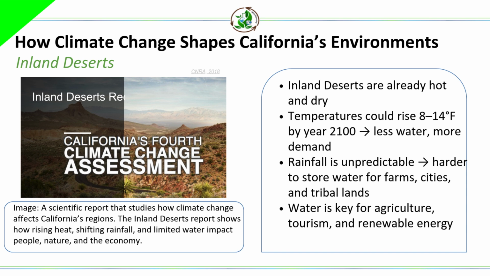This image shows a regional report on the inland deserts. Scientists use reports like this to study how rising heat, shifting rainfall, and limited water affect people, nature, and the economy. It helps planners and communities prepare for the future.